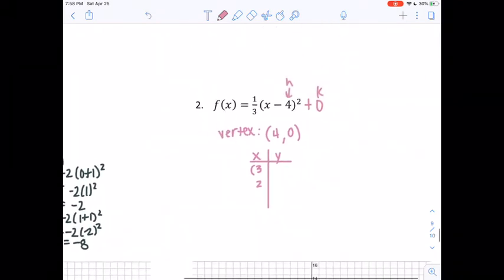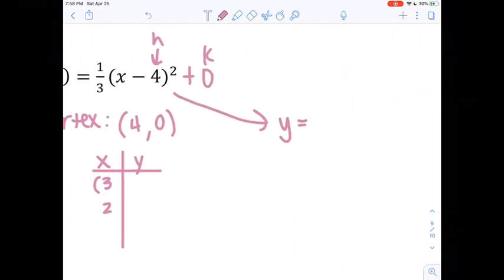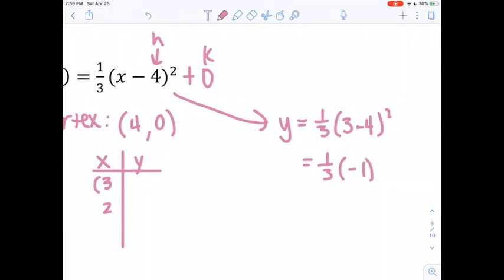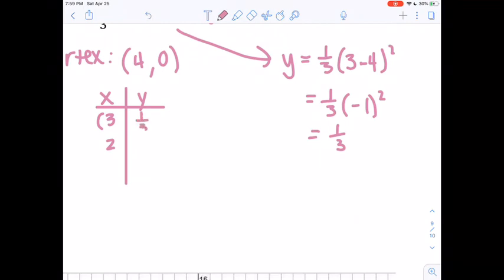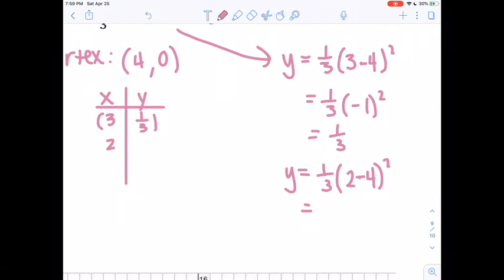So I'm going to plug in 3 to my original function and figure out my y value. So y equals 1/3 of 3 minus 4 squared. So negative 1 squared, so I get 1/3. And then I'm going to plug in 2. 2 minus 4 squared. So I get negative 2 squared, so I get 4/3.